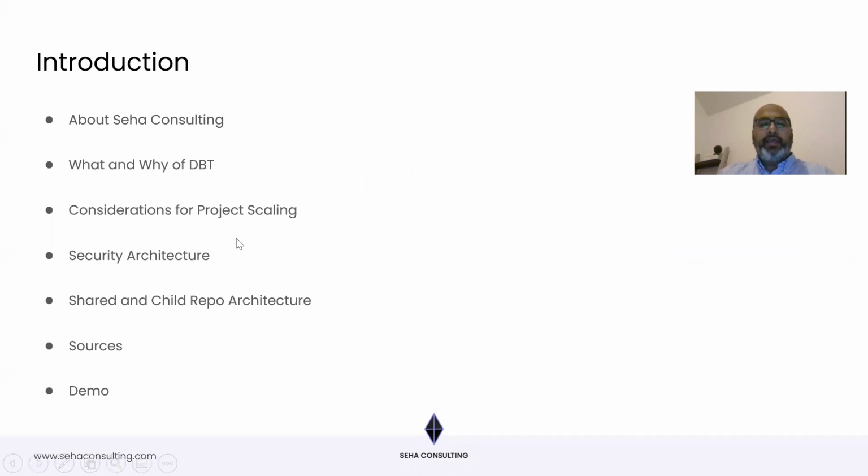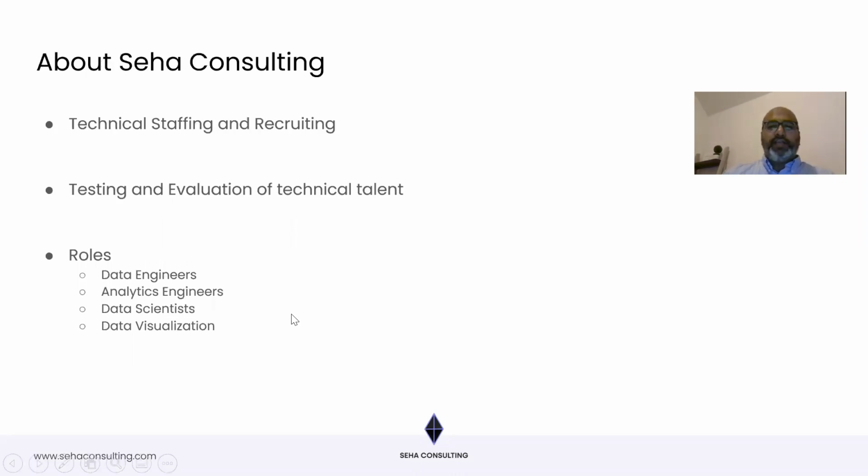for project scaling. We'll go into a little bit of the security architecture. And then the key demo is going to be around a shared and a child repo in DBT that enables you to scale out. And we'll talk about different considerations on how different companies can use that capability to scale DBT out, like if they want to have it for multiple teams. We'll talk about sources, then we'll jump into a demo.